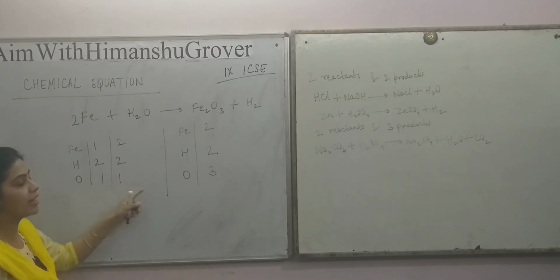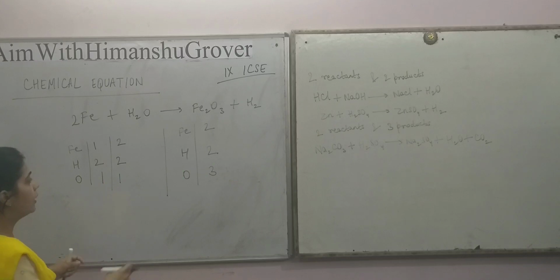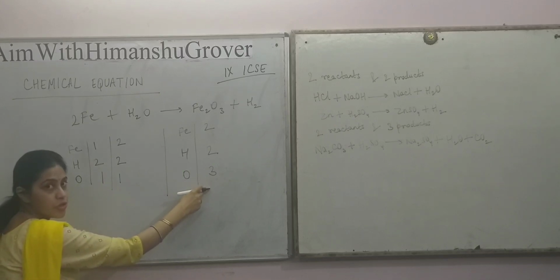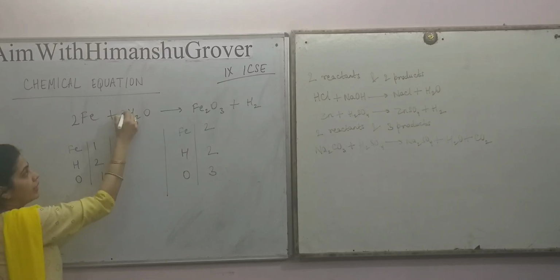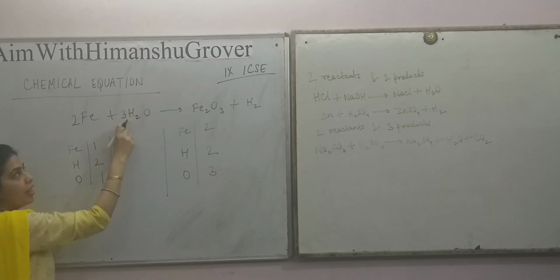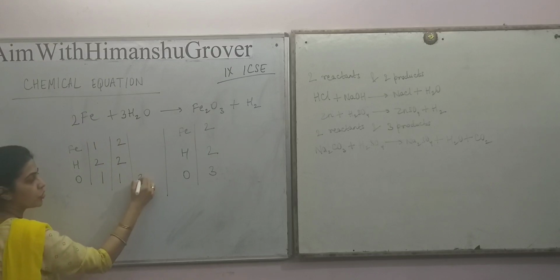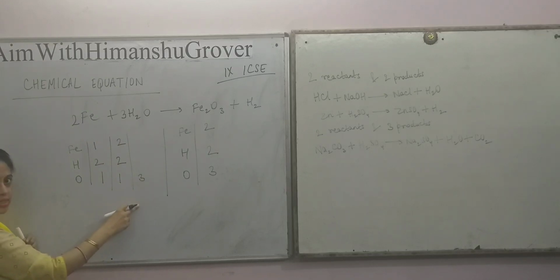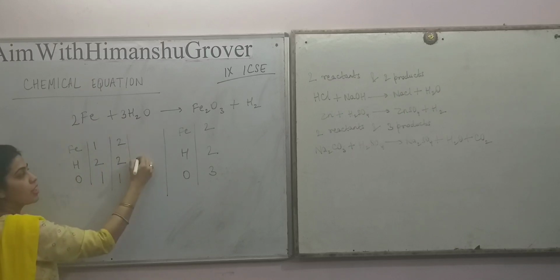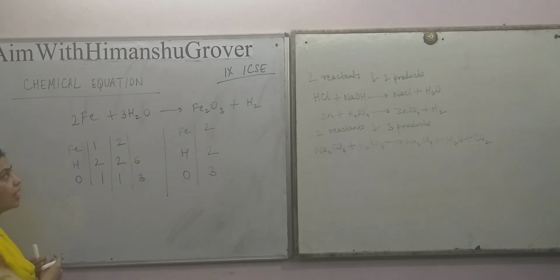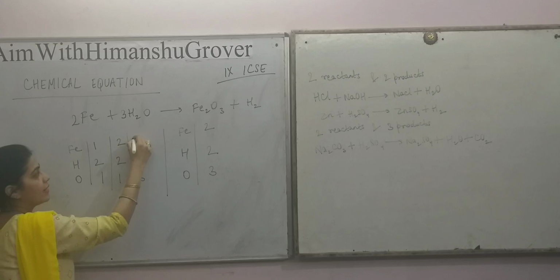Now we have to balance oxygen atoms. Here the number of oxygen is 3 on the product side and the number of oxygen is 1 on the reactant side. To make it balanced, we have to write 3 before H2O. Now the number of oxygen atoms becomes 3, but the number of hydrogen atoms now becomes 6. And the number of iron atoms is 2.